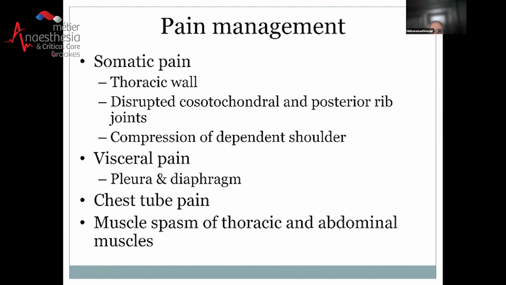Disrupted costochondral and posterior rib, because they use retractors, and retractors cause disruption of the costochondral junction. Compression of the dependent shoulder, because the patient is on the left side or right side. So the dependent shoulder pain is quite common. Sometimes you will see the only patient complaint is on the left side or right side, is shoulder pain only.